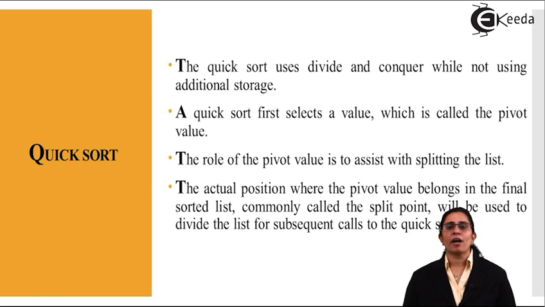Now the importance of the pivot element is, after I implement the comparisons, after the first iteration, wherever the position of the pivot value is, that is the split point of my array. And at that split point, the array is in such a manner that the values on the left hand side of my pivot will be less and the values on the right hand side of my pivot will be more than the pivot element.